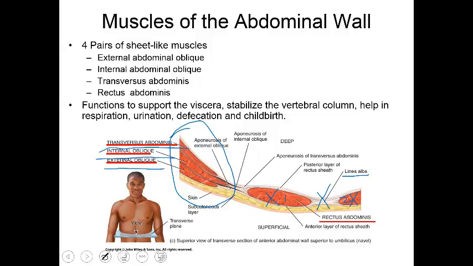The transverse abdominis, or the transversus abdominis, is located perpendicular to your midline. And it is the deepest muscle of the abdominal wall, right here.